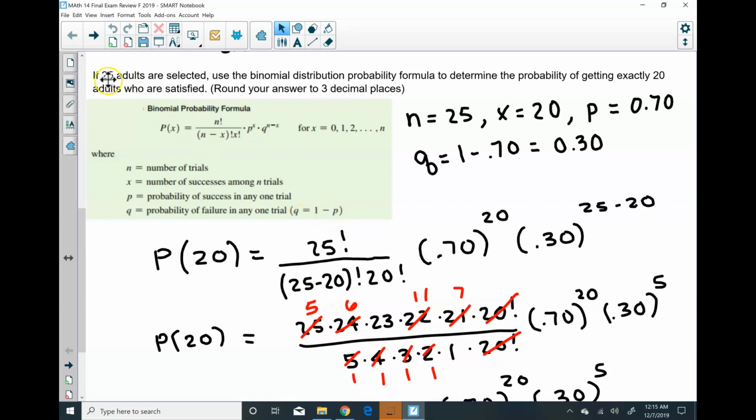So in this question, it says if 25 adults are selected, therefore we can see that n is equal to 25. Okay, and then you're going to use the binomial distribution probability formula, which is this, to determine the probability of getting exactly 20.